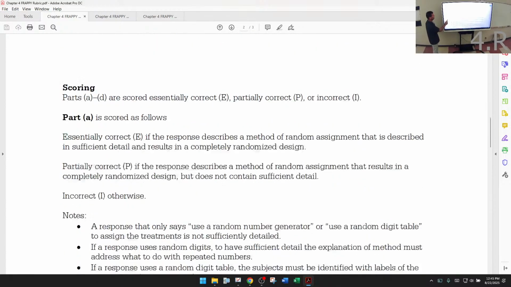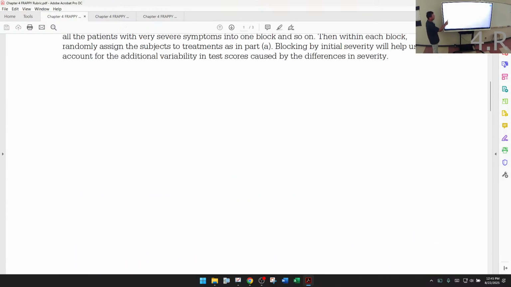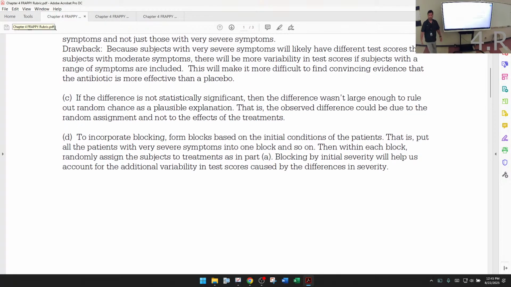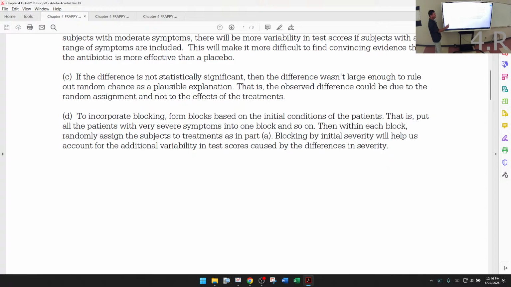Question C. This one was tough, I would think, mostly because I did not do a great job of explaining this part of it. The difference is not statistically significant. The difference was not large enough to rule out random chance as a plausible explanation. That is, the observed difference could be due to the random assignment and not necessarily to the effects. It wasn't a surprise, the result that they got. It was something that was expected. Okay? It was not statistically significant.